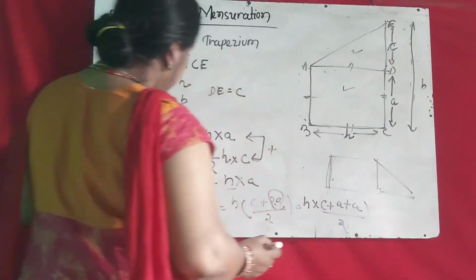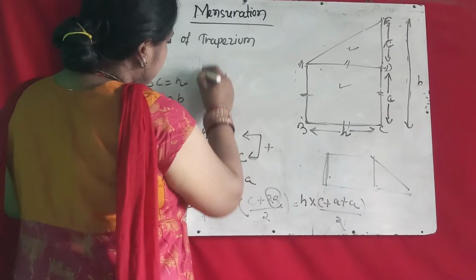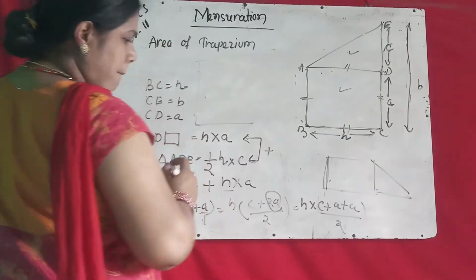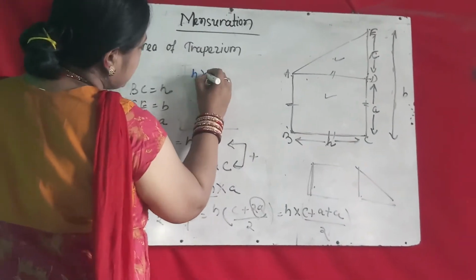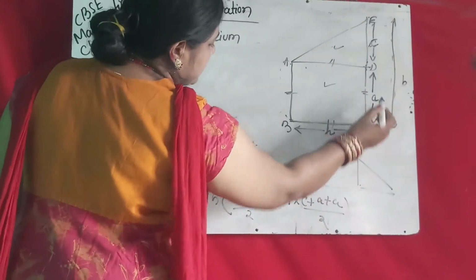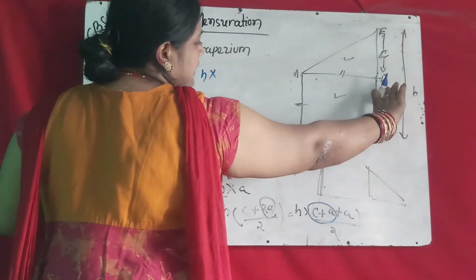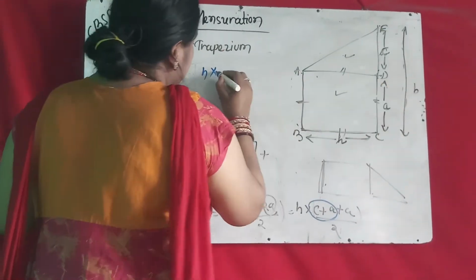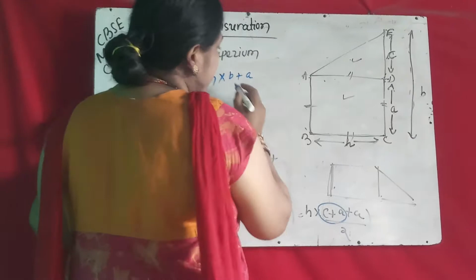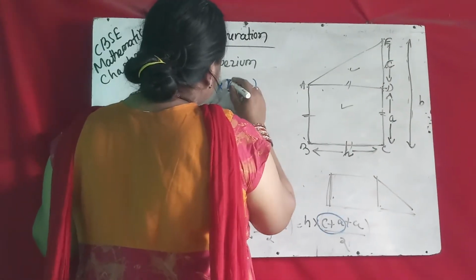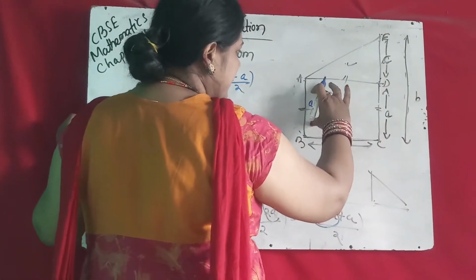So here, look: H into C plus A, only this much. C plus A means B. So C plus A means the total is B plus A, over 2. So what does it mean? Height, this is the height, and A and B are these sides.